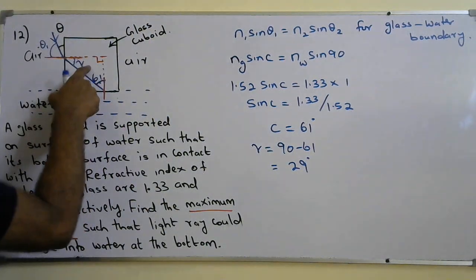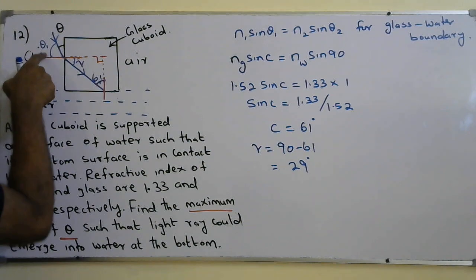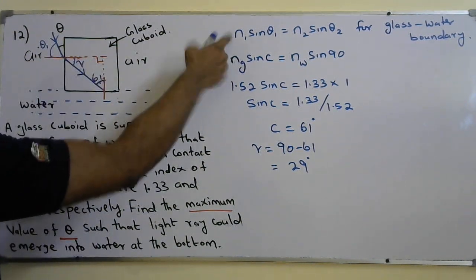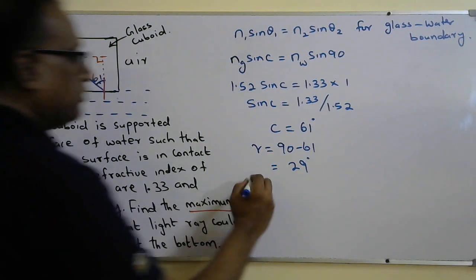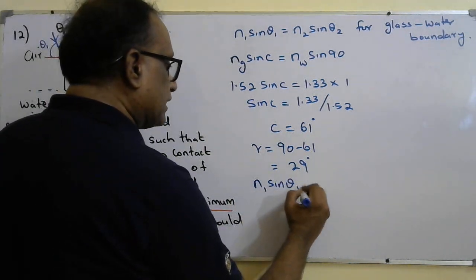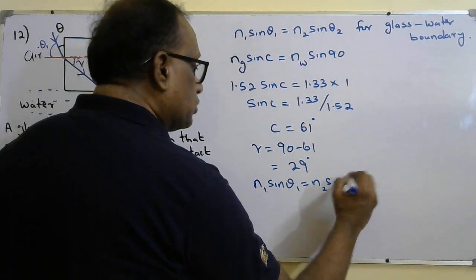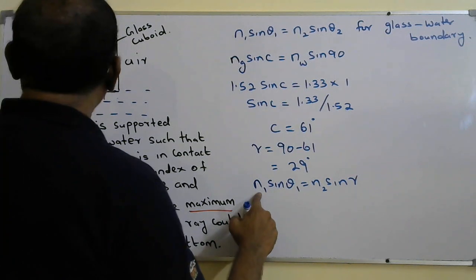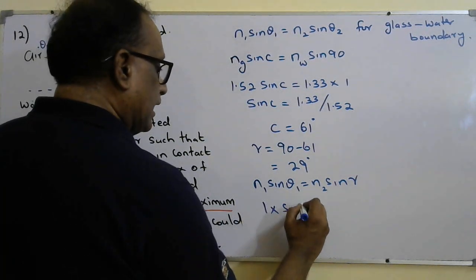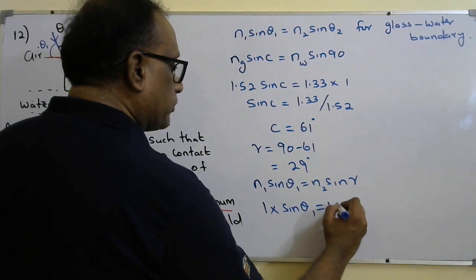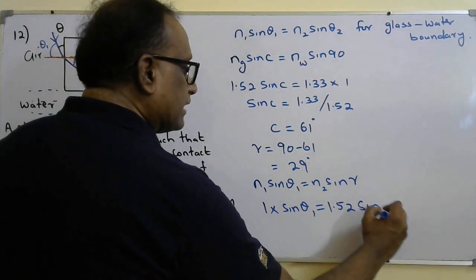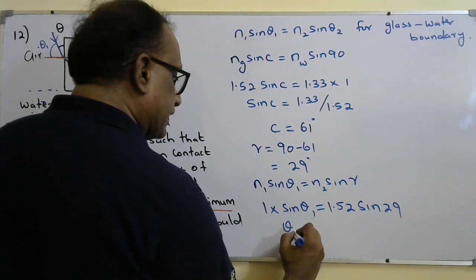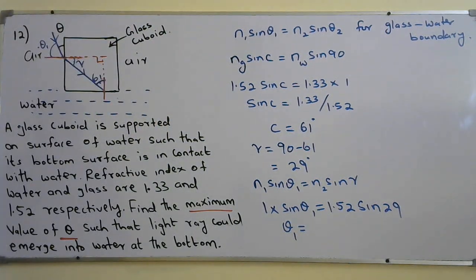Now if this is 29, what could be theta 1, the angle of incidence in air? I'll use Snell's law again for this boundary. N1 sine theta 1 equals N2 sine theta 2, and I use R for theta 2, which is now 29 degrees. N1 is air, 1, into sine theta 1 equals N2, 1.52, sine 29. So find theta 1 here. Theta 1 will be equal to 47.7 degrees.